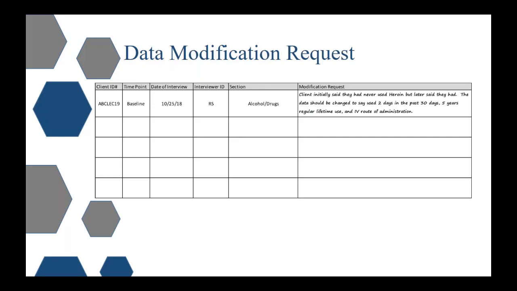If modifications to existing interview data are needed, providers should submit the core GPRA data modification request seen here to UK research staff. Please provide the client ID, time point of the interview, interviewer initials, the section of the interview, and the nature of the specific modifications. UK research staff will then make the requested data changes.